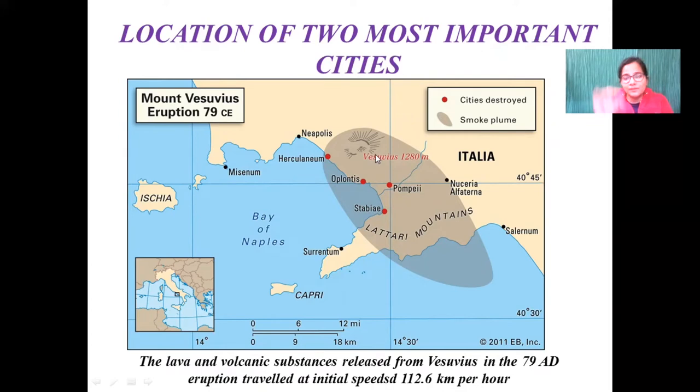And what is the height of Mount Vesuvius? It is about 1280 meters. And when the Vesuvius eruption took place, how much did it impact? Now, it's very important when it took place. It took place in 79 AD.